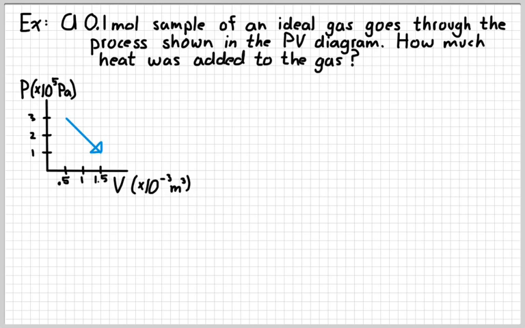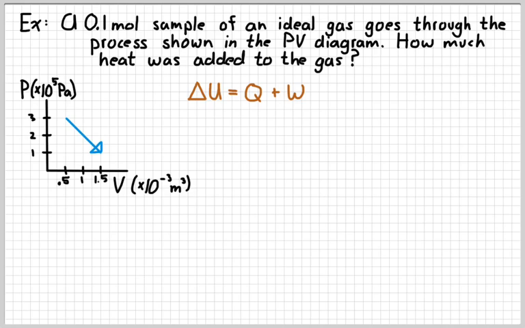So it starts at 3 times 10 to the 5th pascals of pressure and then is dropped to 1 times 10 to the 5th pascals of pressure, while its volume changes from 0.5 times 10 to the negative 3 cubic meters to 1.5 times 10 to the negative 3 cubic meters. And our question is, how much heat was added to the gas?